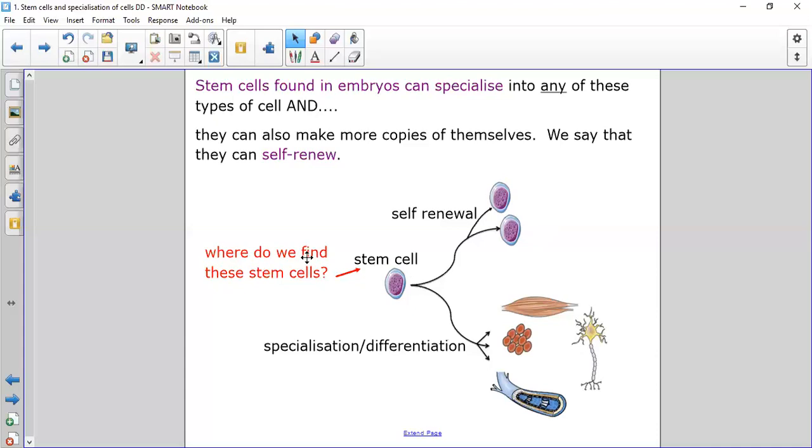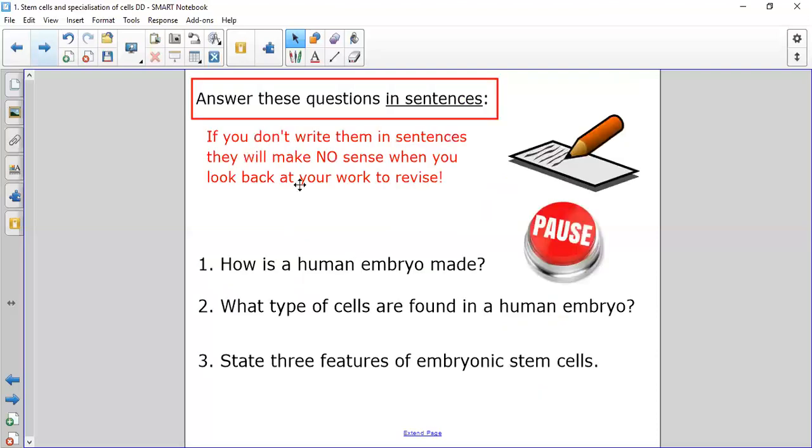And there's a wee question there, where do we find these stem cells? And we know that we find these particular types of stem cells in embryos. The embryo that's made after the sperm and the egg have joined together. The nucleus of the sperm and the egg have joined together.